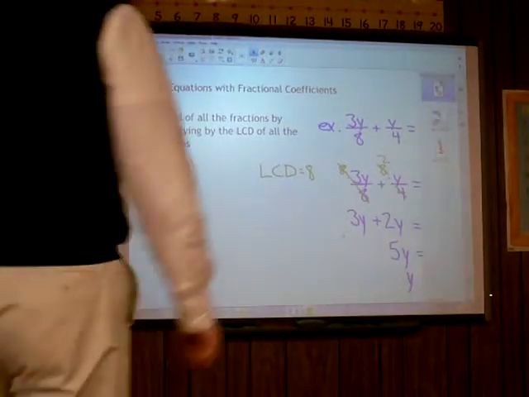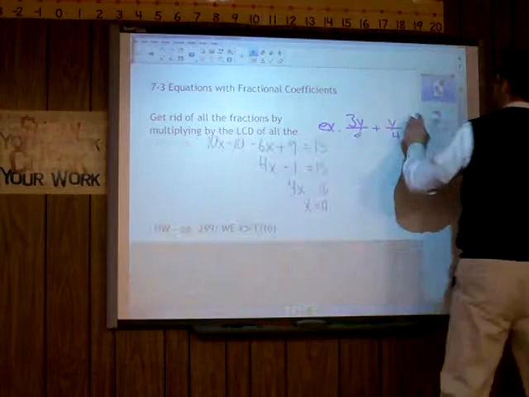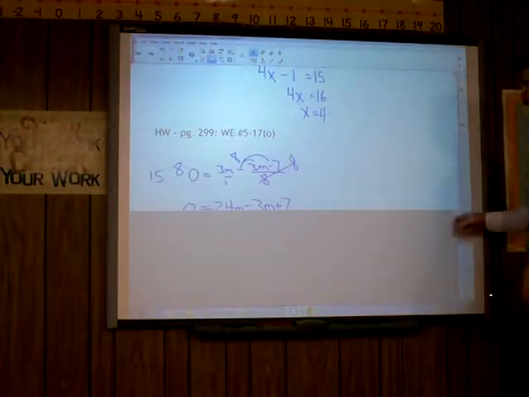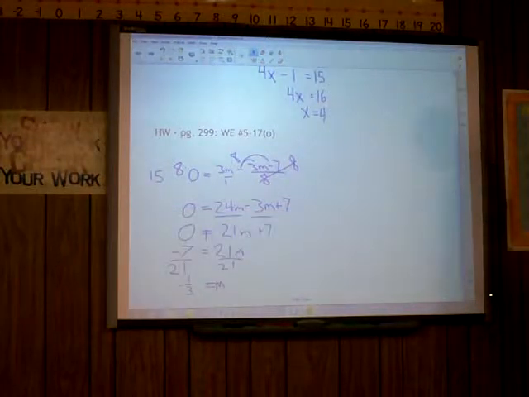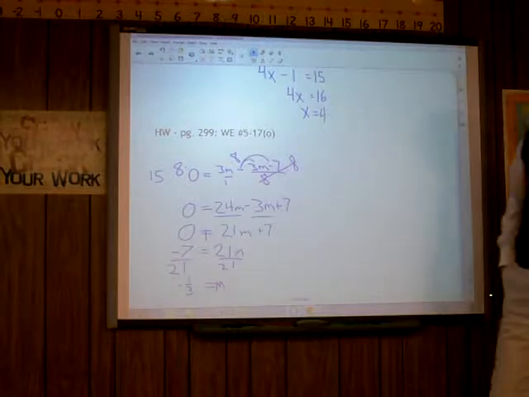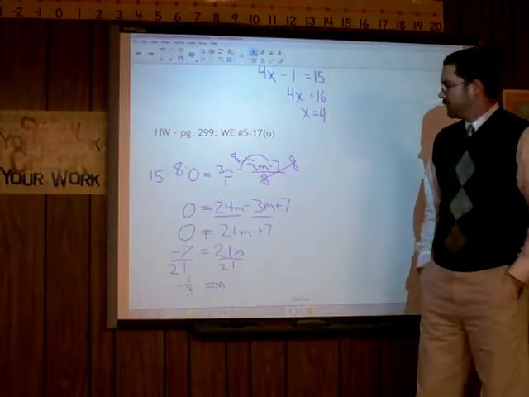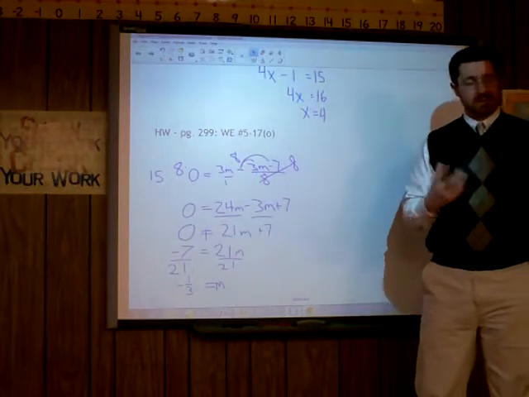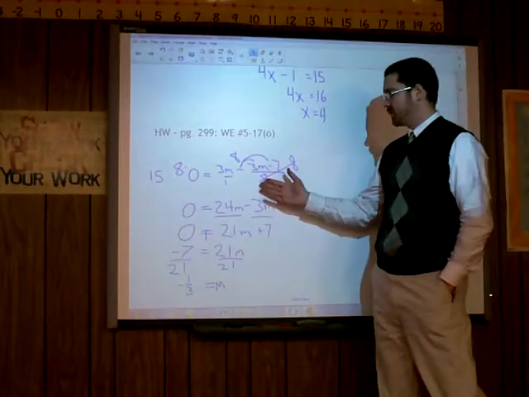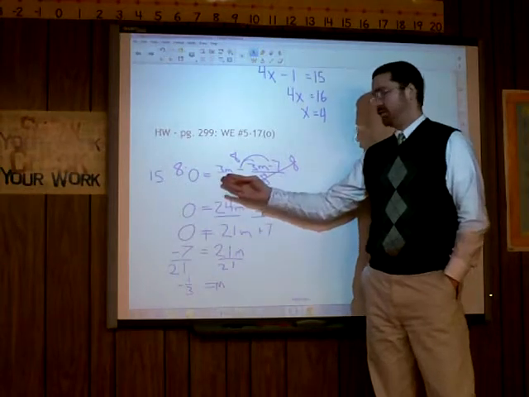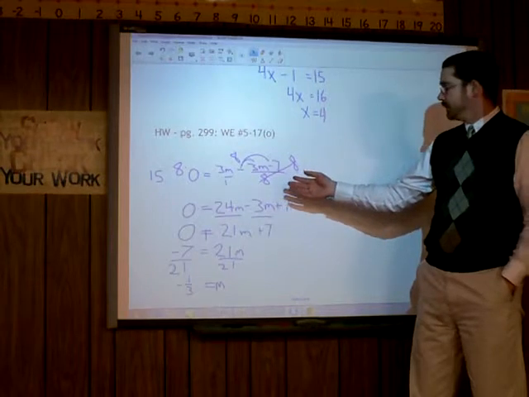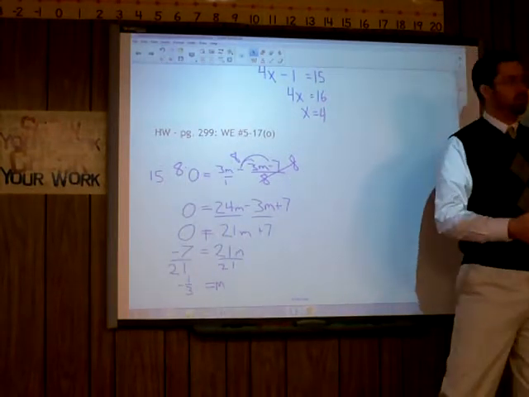Okay, on your homework, you had 5 to 17, okay? Here's 15 that had posed a couple questions in the past. Sometimes we get a little bit confused if it's not exactly the way we're used to, but notice on this one, we had 0 on one side, 3m, which didn't have a denominator, but this was over 8, okay? But you can still use the same principle.